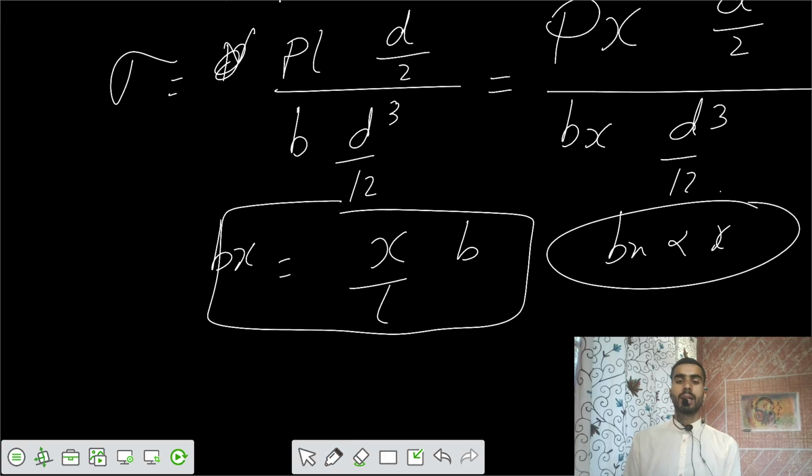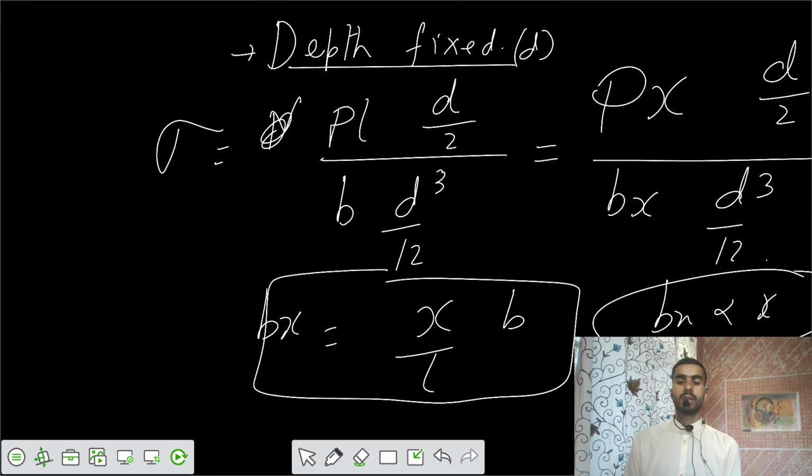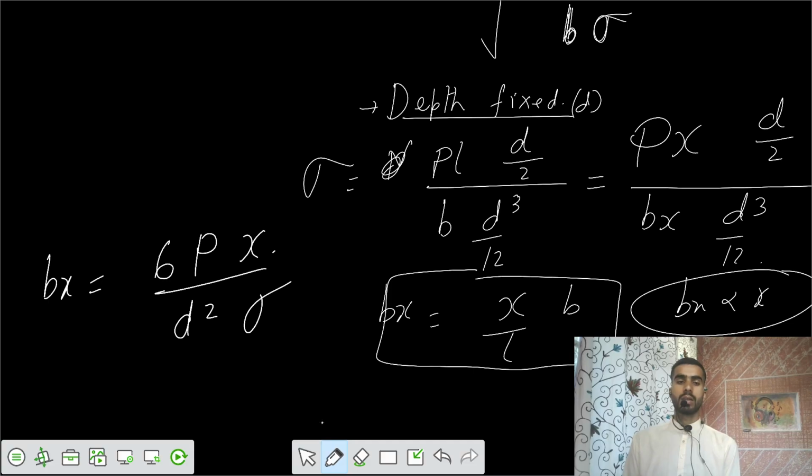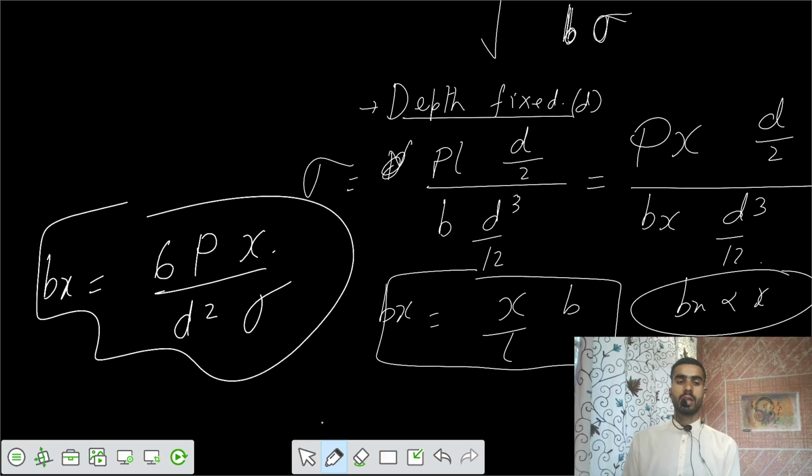Similarly, if you want to equate it with the stresses, we can write bx equals 6 times P into x by d square sigma. So this is the equation we got: 6 P x by d square sigma.